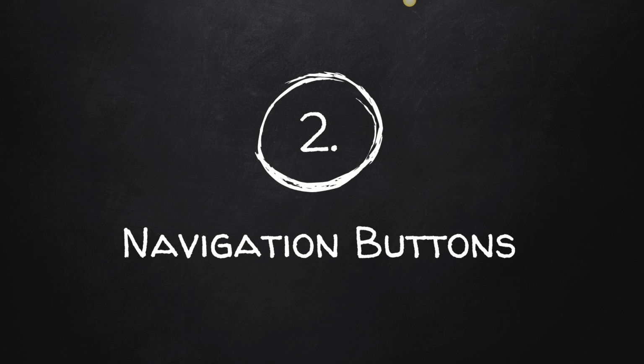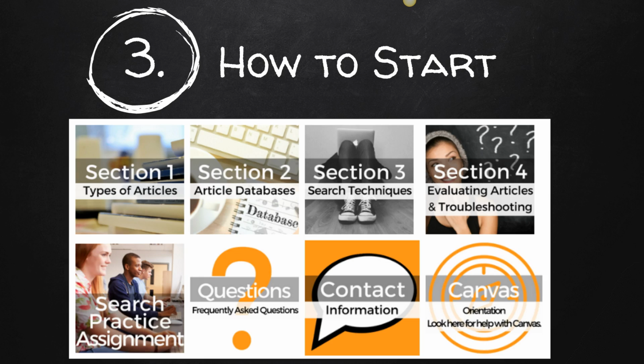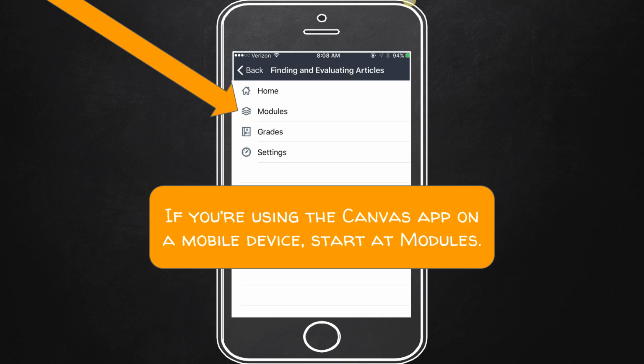Number 2. Buttons for you to find your way through this workshop are below this video. Number 3. When you're ready to start this workshop, click on the Section 1 button to begin. But if you're using the Canvas app on a mobile device, start from the Modules view instead.